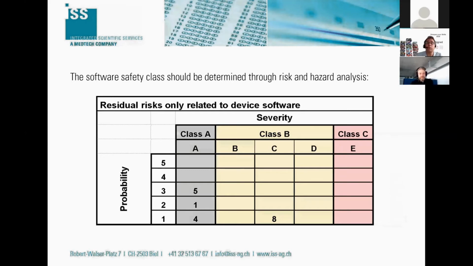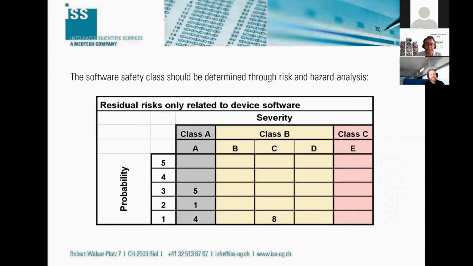So to determine the software safety class, you actually need input from the risk management, because that's not something you tell the developer to do. Like, hey, you need to decide on the software safety class for your part because you're the software developer, you know best. Now it's actually based on the residual risk for the product, on the residual risk of software risks.